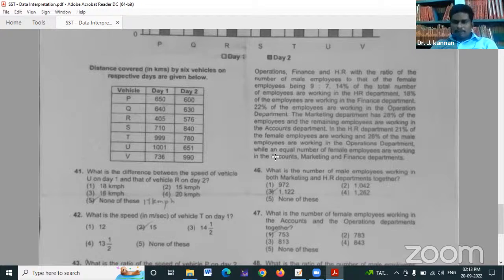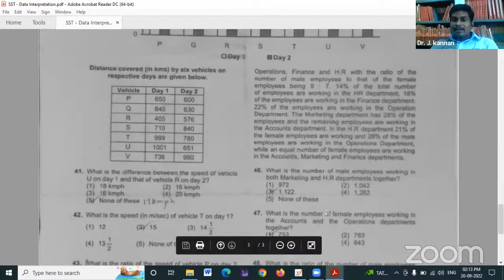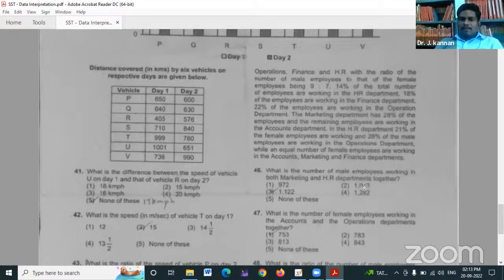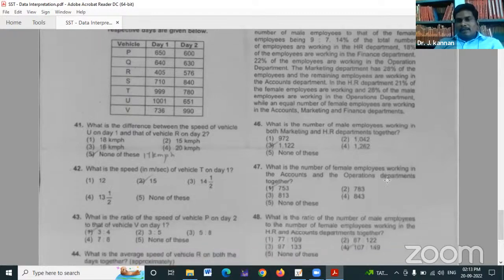How to solve this type of problem? The first question is: what is the number of male employees working in both the marketing and HR departments? Each and every department has both male and female employees, but the question is about male employees in those two particular departments. Next problem: what is the number of female employees working in the accounts and operation departments?